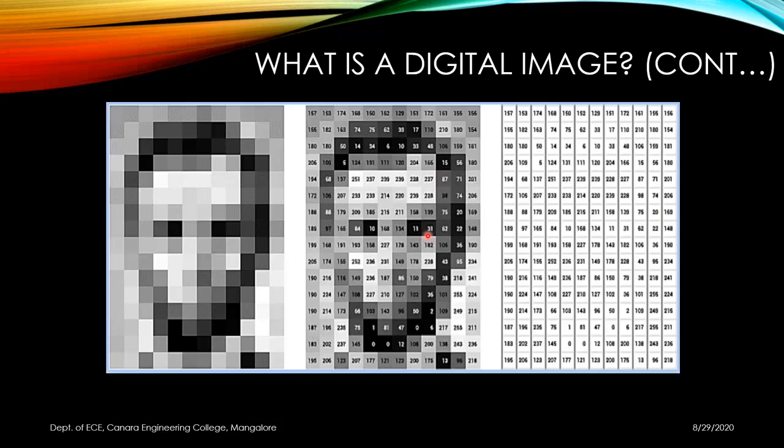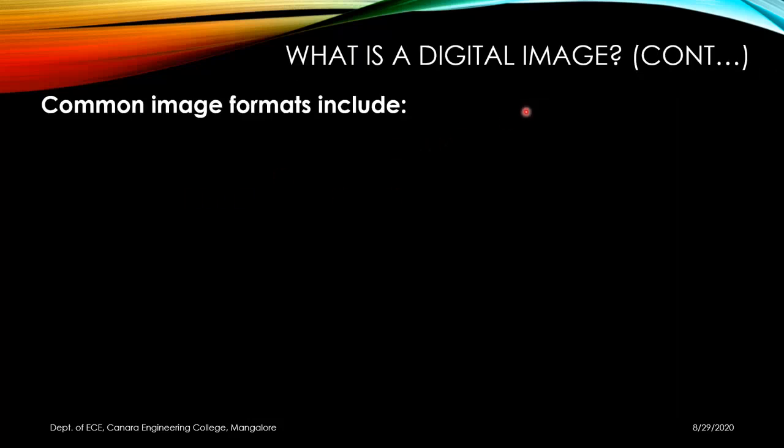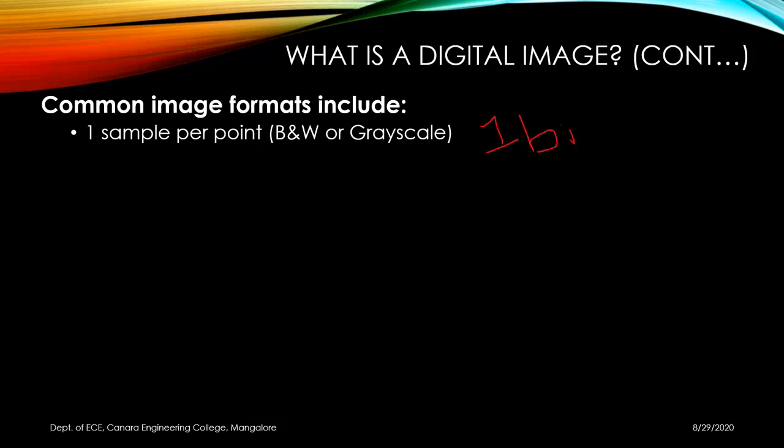Common image formats are one sample per point. It's basically called pure black and white, or you can say grayscale also. One sample per point means for every pixel we just have one sample representing it. So you can either have one-bit representation per sample, or you can have 8 bits per pixel. I'll write it down here. You can have 1 bit or 8 bits per pixel. If it is 1 bit, it is pure black and white.